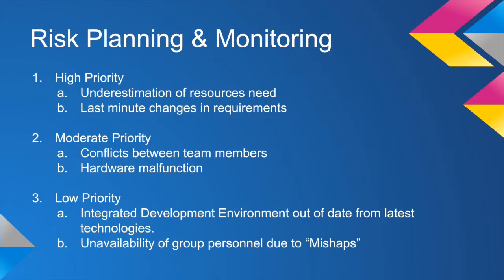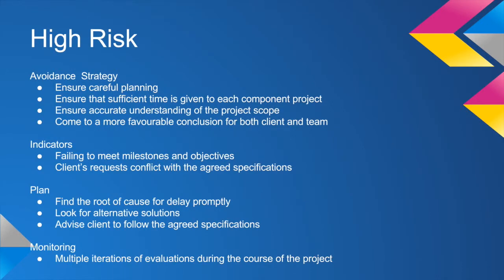Finally, I would now like to go through the strategies that we would deploy to manage the different risks. For high risk, the avoidance strategy will be carried out by ensuring careful planning, ensuring sufficient time is given to each component of the project, ensuring a common understanding of the project scope, having a good communication understanding and agreement between client and team. Indicators of potential high-risk occurrence in this project include failing to meet milestones, client requests conflicting with what has already been agreed on.